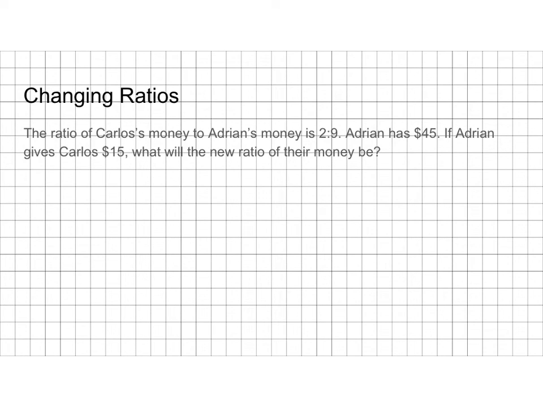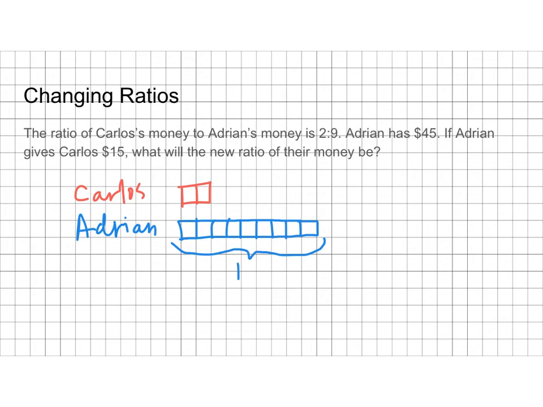So let's start with our initial ratio. Okay, so now we know that Adrian has 45. That's not both of them together, that's just Adrian. So I'm going to label that 45 underneath Adrian. And so if Adrian has 45 and he's the 9 part of the ratio, then if I do 45 divided by 9, that should give me how much each box is worth. So that's 5. So that means that one box here equals 5.